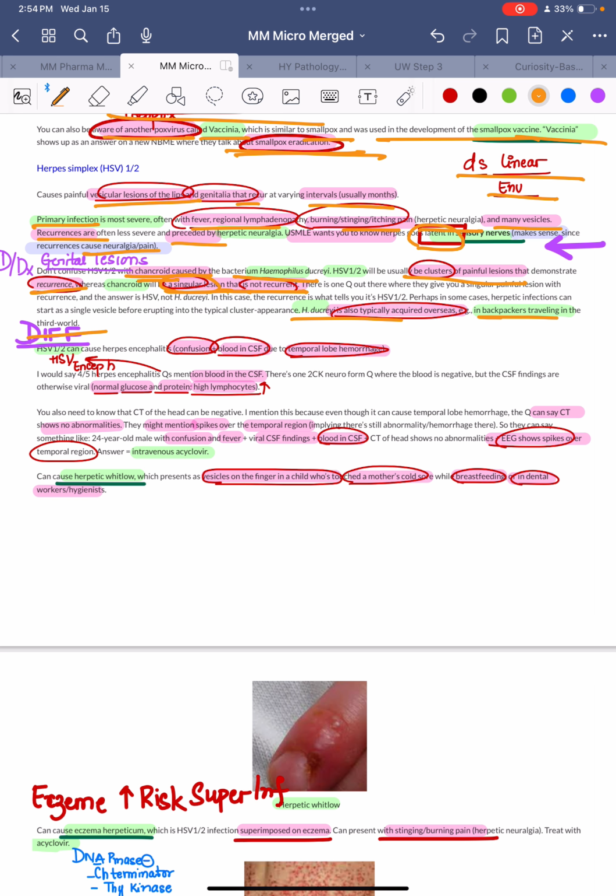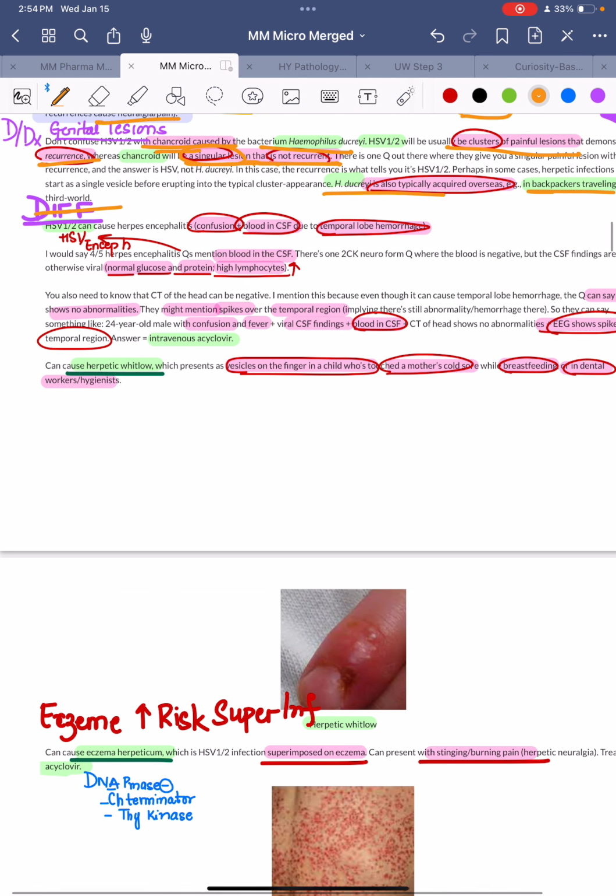Okay. Next, suppose you have a patient who has confusion and blood in the CSF due to temporal lobe hemorrhage, so the CSF tap that you do has lots of RBCs. Then it's possible that the diagnosis is herpes encephalitis caused by HSV 1 and 2. And of course, they can ask you about the CSF findings for this particular patient. So what will be the arrows for glucose, protein, and lymphocytes? Of course, it's a viral infection, so lymphocytes would be high, and since it's viral, the glucose and the protein would be normal, as compared to bacterial infections.